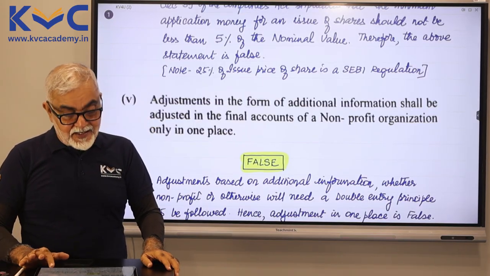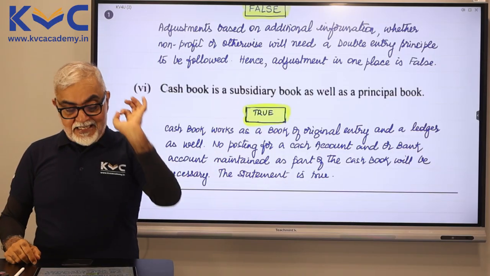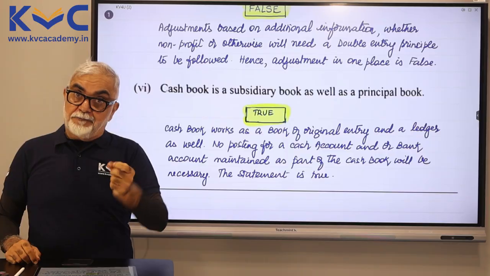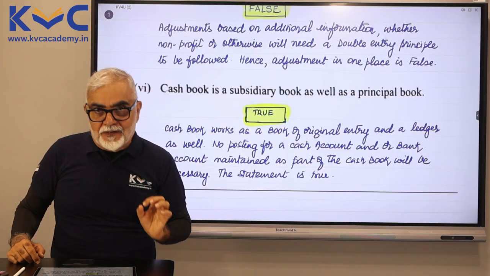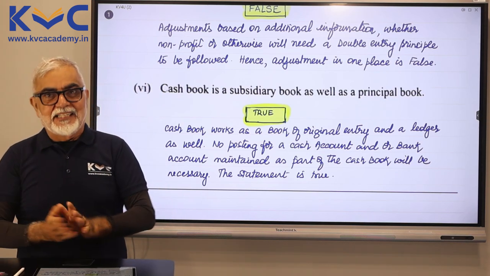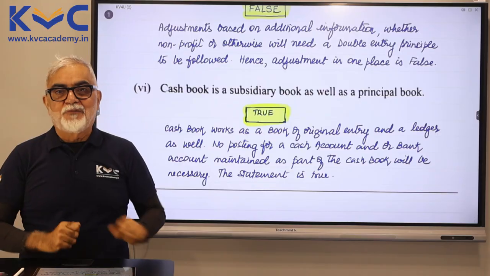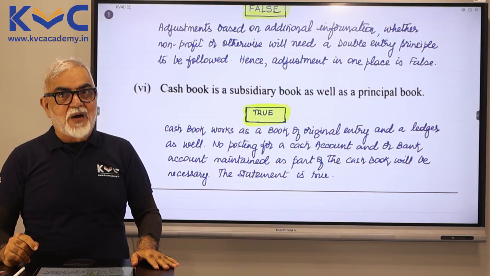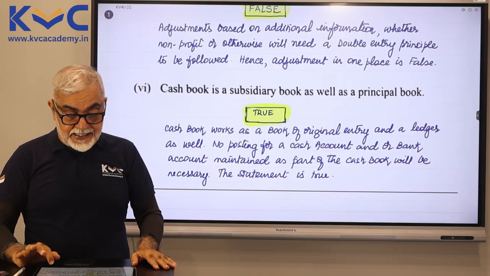Let's go to the sixth one, the last one, a simple one. The cash book is a subsidiary book? Yes. As well as a principal book? Yes. Why? Because it performs not only as a book of original entry, but also a ledger. So, this statement is true. So, this was your first question of 12 important marks. You couldn't go wrong in this, isn't it? Let's go to the next question.